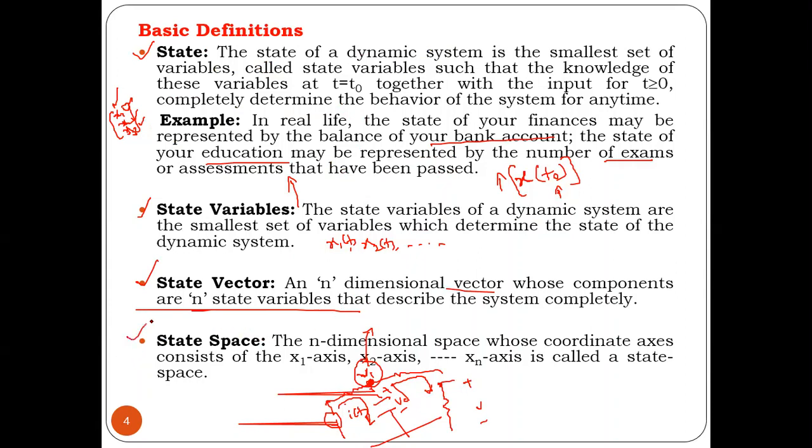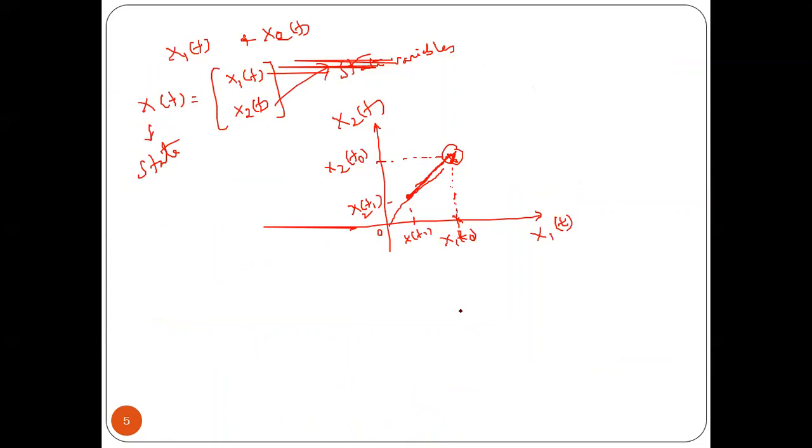And what is the state space? Next one is the state space. State space, as previously shown, is a space whose coordinates are x1 of t, x2 of t, and so on, that means the state variables. This space is the state space. And this is the state vector. Okay.